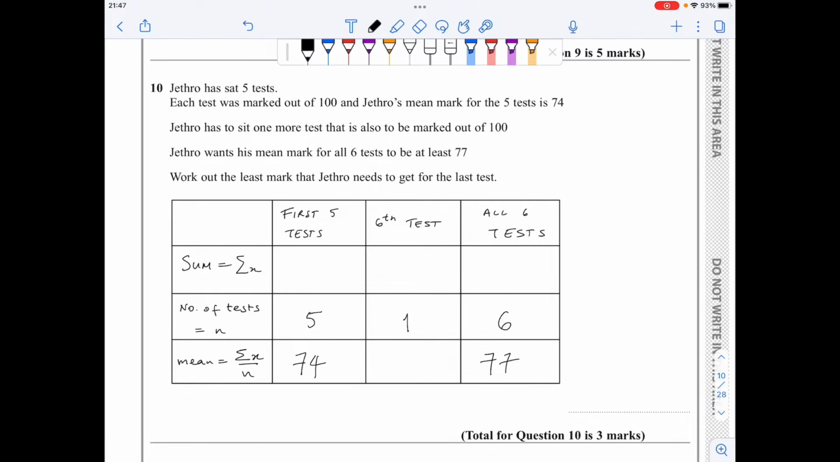So the sum of the first 5 tests is equal to 5 times 74, which comes out to be 370, while the sum of all 6 is 6 times 77, which comes out to be 462. Hence, the sixth test is equal to 462 minus 370, which comes out to be 92, and that's my final answer.